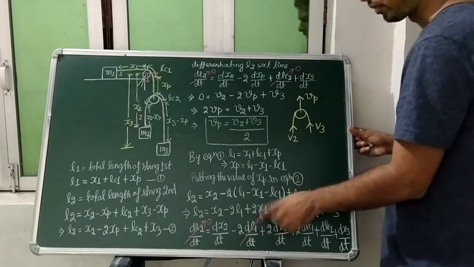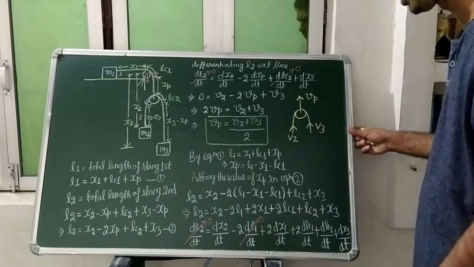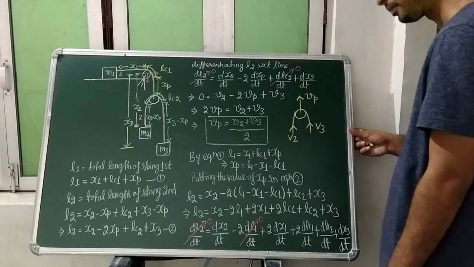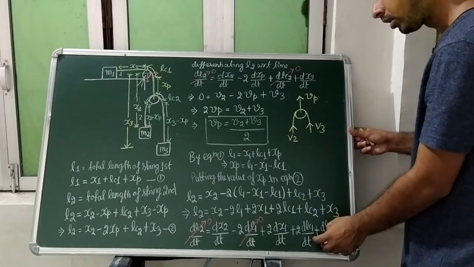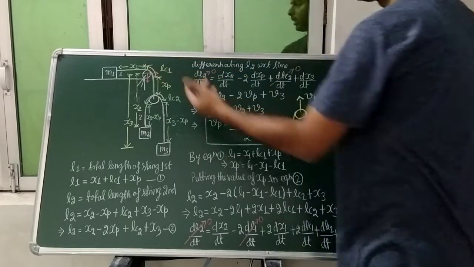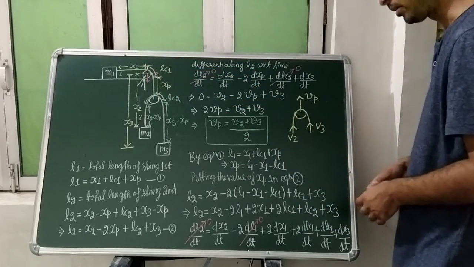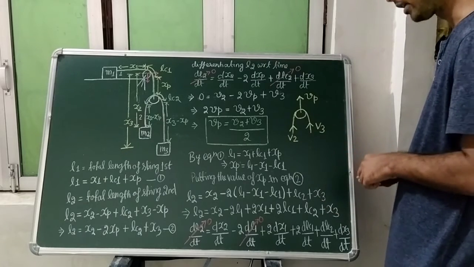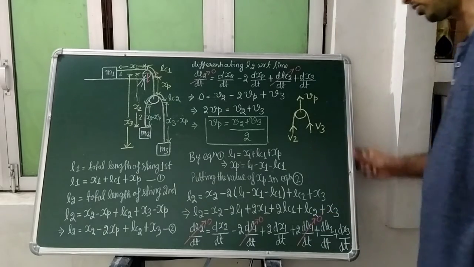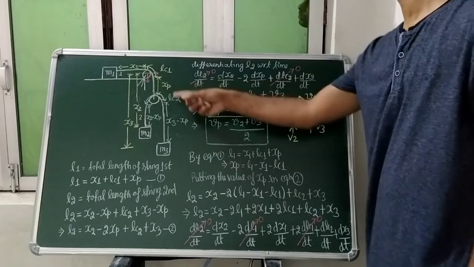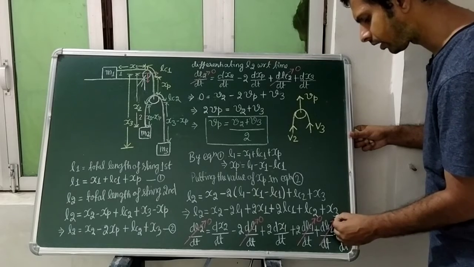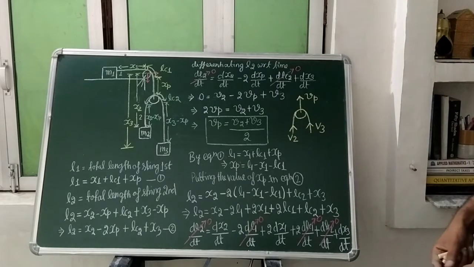And here also, the length of the first string is not going to change, it will be a constant. So when we differentiate, that also comes to 0. And of course, we are differentiating with respect to time, so the length of the string over this fixed pulley, which we have represented by Lc1, is also constant. Differentiation of a constant will equal 0. In the same way, the length of the string over this moving pulley will also be constant, and differentiation of that will also equal 0.